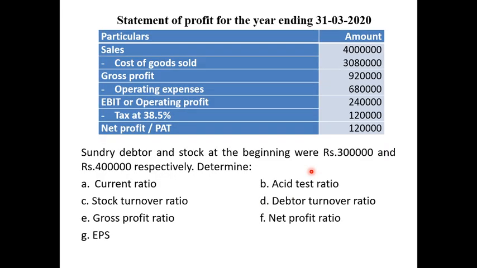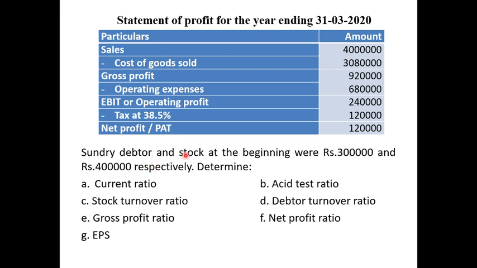Next, the statement of profit is also given. Here in the statement of profit, first is sales, minus cost of goods sold. So we are getting gross profit, minus operating expenses. We are getting EBIT, or it is also called operating profit. From that we have to deduct tax at the rate of 38.5%. At the end, we are getting net profit or profit after tax.